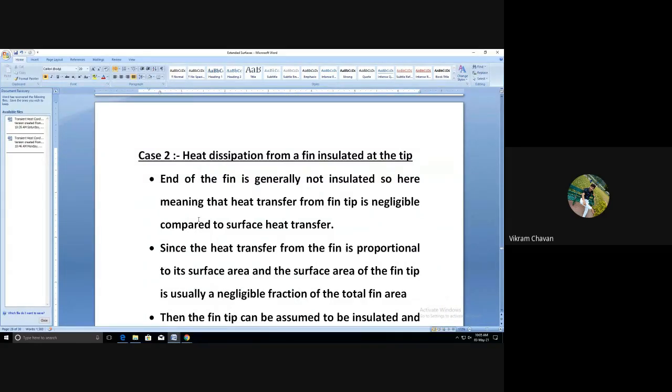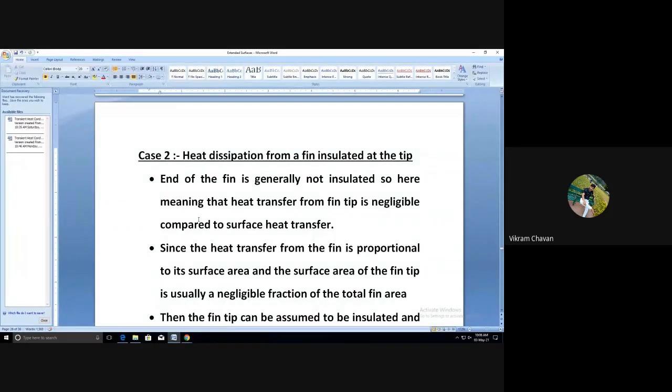Further, we have discussed that the second boundary condition depends on the physical situation of the fin, and for that reason we have considered three different cases. The first case we discussed in the last lecture is the infinitely long fin, and we derived the temperature distribution equation and the heat transfer equation for it.